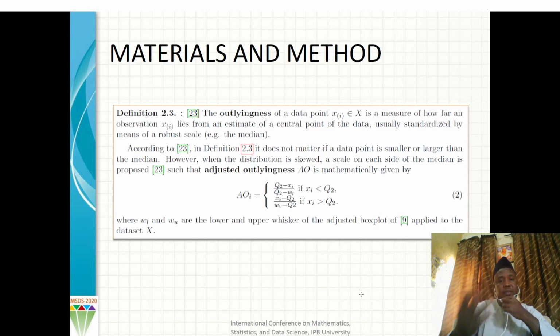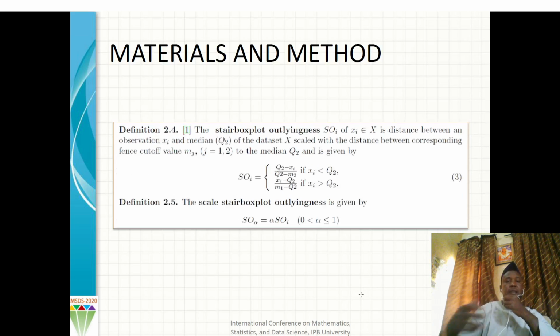We also have this concept of outlyingness as defined in the literature. The outlyingness of a point xi in X is a measure of how far an observation lies from the estimate of the central point of the data, usually standardized by means of a robust scale like the median. So according to Hubert, one of our references, he redefined outlyingness by defining adjusted outlyingness in that form, the mathematical expression of outlyingness. So we are inspired to use that definition in essence.